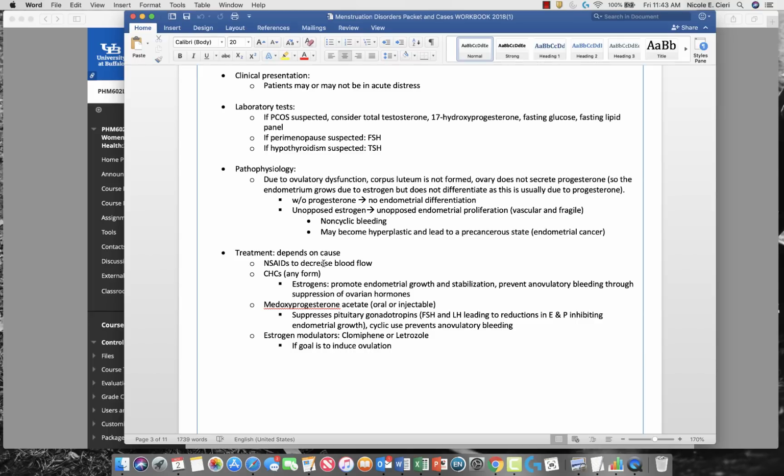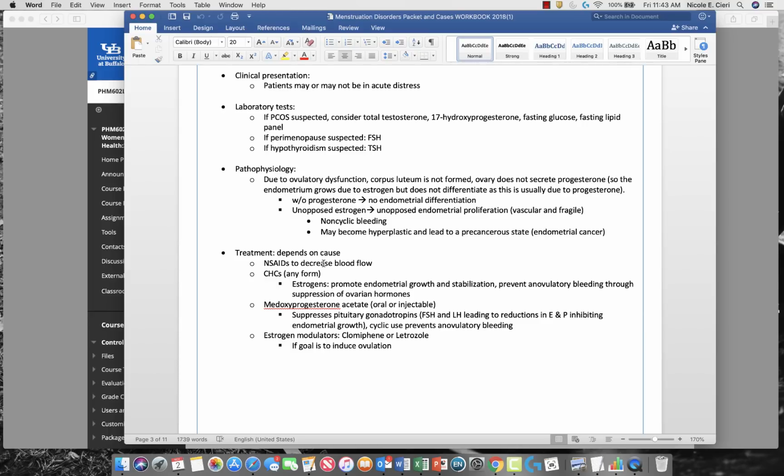We can also use medroxyprogesterone acetate, so this comes as an oral tablet or it can be in the form of Depo-Provera in the injectable. And this kind of suppresses our pituitary gonadotropins, leading to decreases in estrogen and progesterone and preventing anovulatory bleeding.